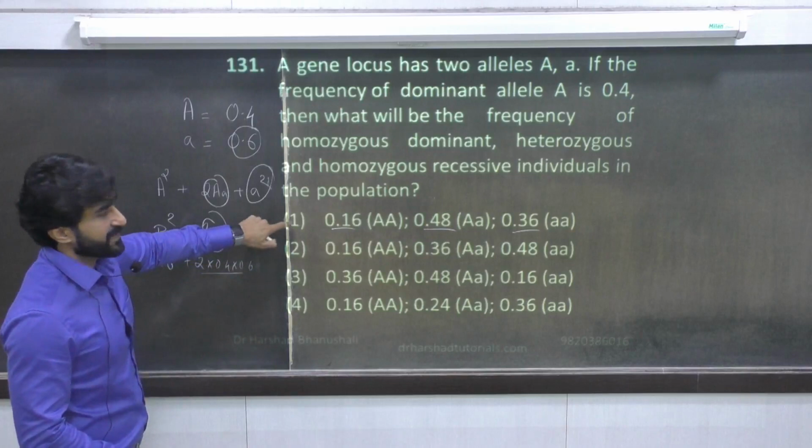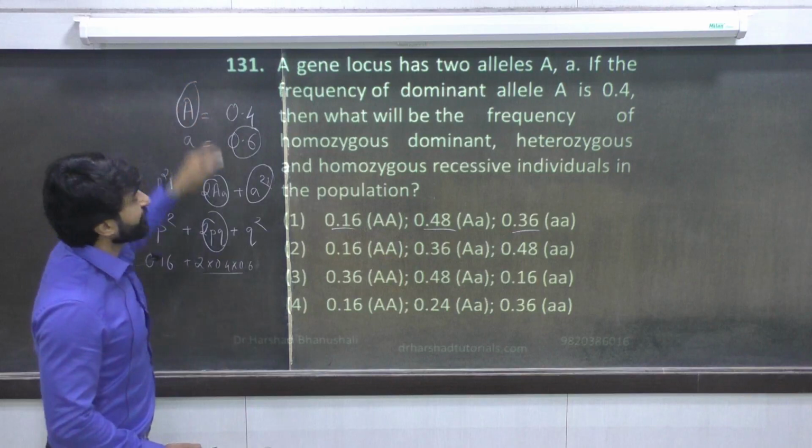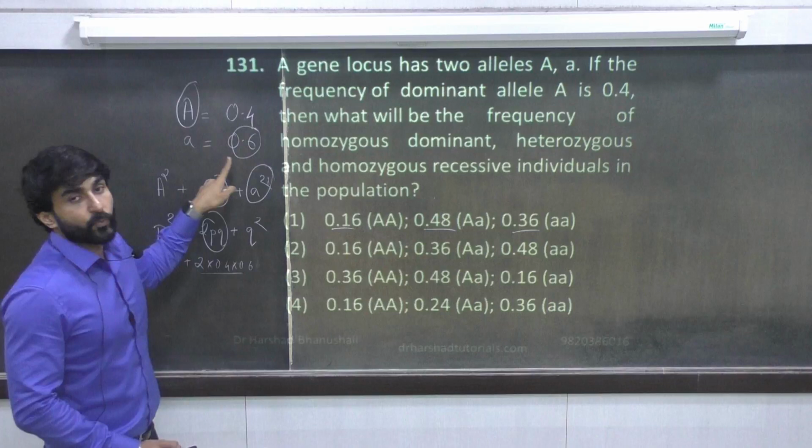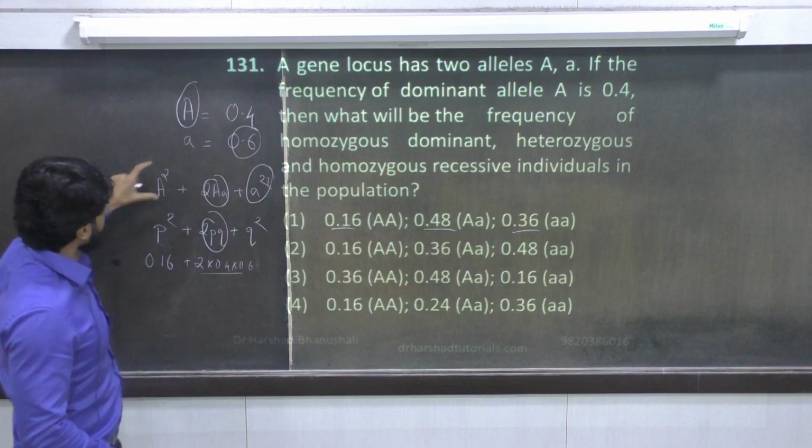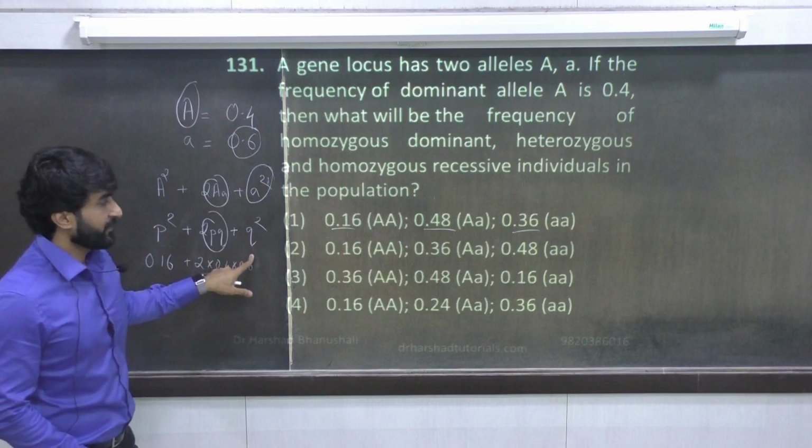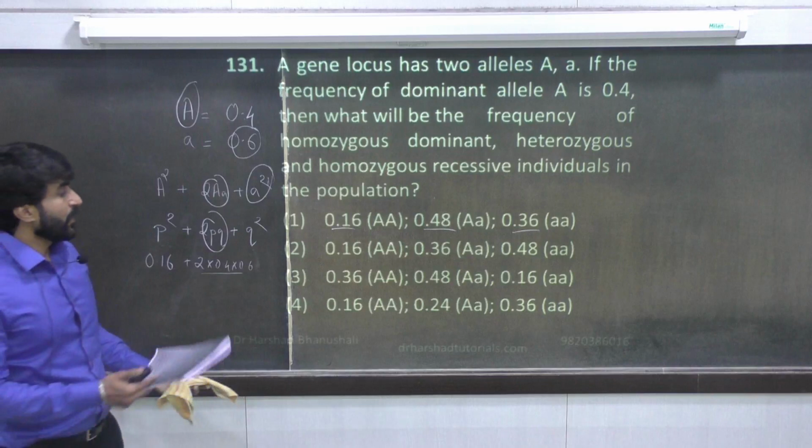Again, they have given you capital A frequency, which is 0.4. So the small a frequency would be 0.6. Once you know this, and if you apply this formula, p square plus 2pq plus q square, you know that the answer would be this. So statement number 1 would be the correct answer.